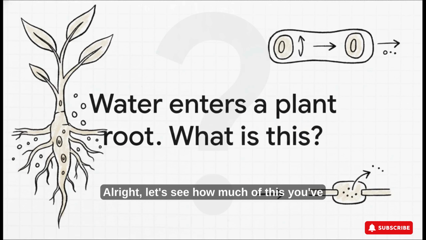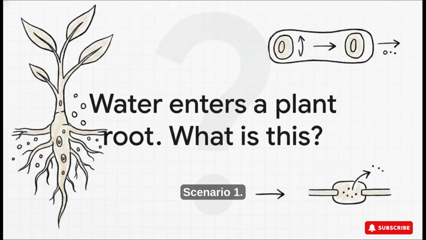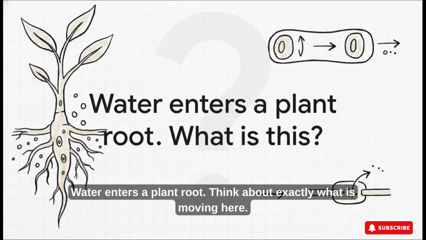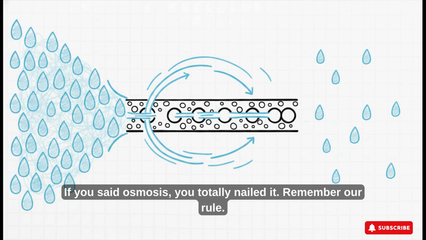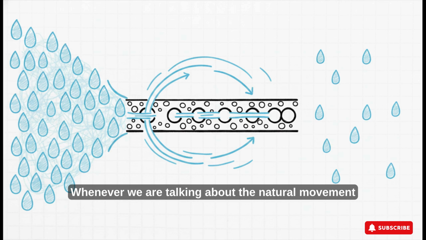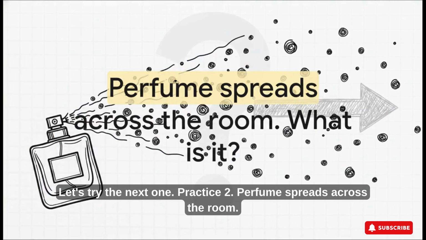All right, let's see how much of this you've locked in with a rapid fire practice session. I'm going to give you a scenario and you tell me the transport mechanism. Ready? Scenario 1. Water enters a plant root. Think about exactly what is moving here. If you said osmosis, you totally nailed it. Remember our rule. Whenever we are talking about the natural movement of water across a membrane, it is always osmosis.